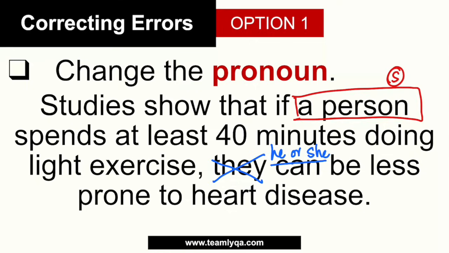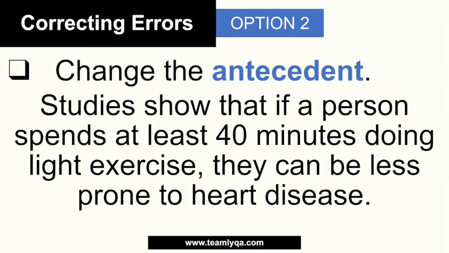Now, kung ayaw natin palitan yung pronoun, or in this case kasi medyo mouthful yung he or she, no? Gusto natin i-avoid yan. What you could do would be option number 2, change the antecedent. So, instead of saying, the studies show that if a person spends at least 40 minutes doing light exercise, they can be less prone to heart disease. At gusto natin i-keep yung they. So, hindi natin siya babaguhin. Dahil plural siya, yung antecedent now has to be plural.